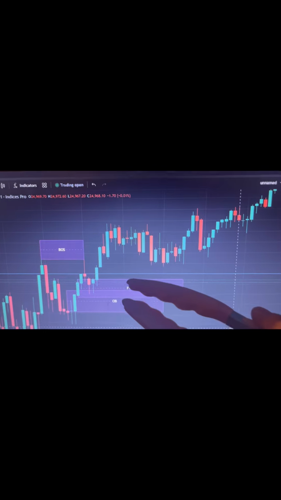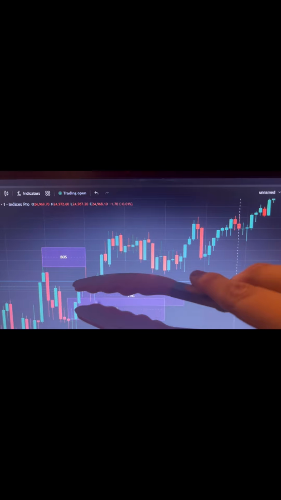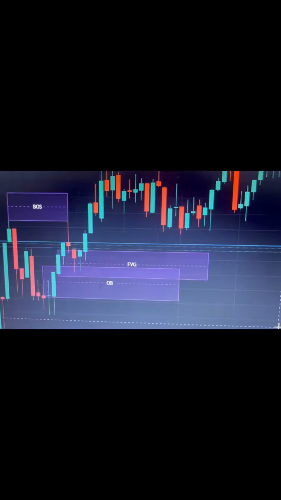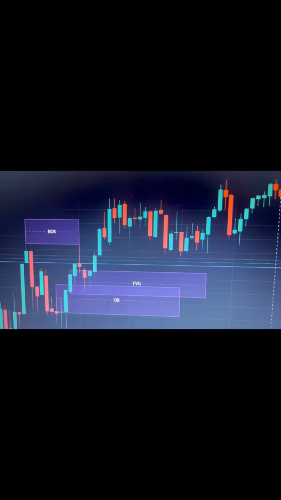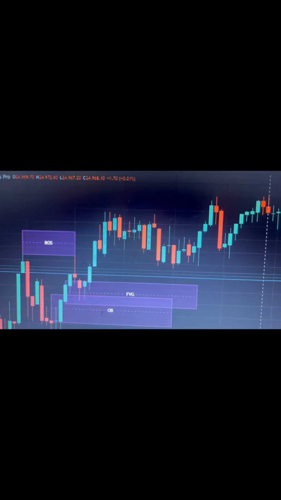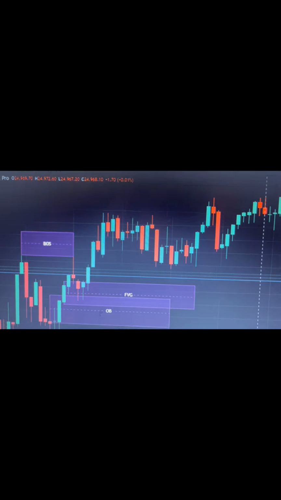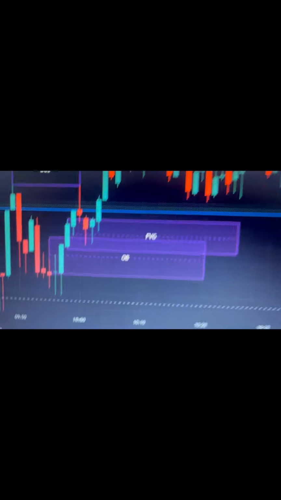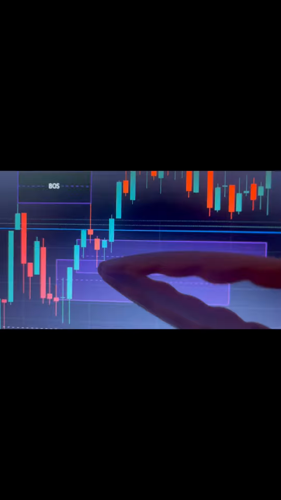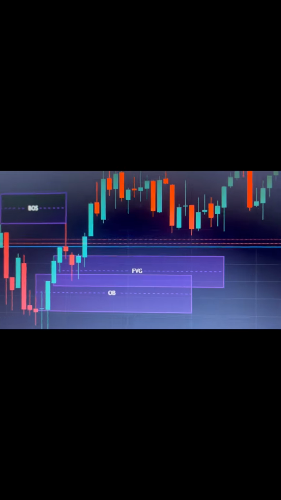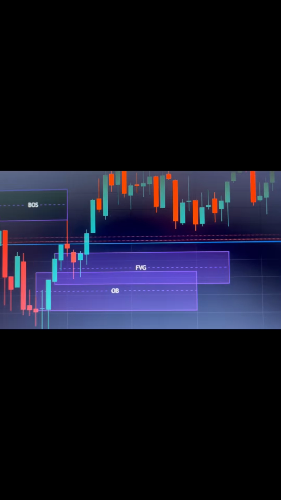Sign number 2, fair value gaps. As you can see, marked right here, right just above this order block. FVG for short. A fair value gap is simply a small gap on the chart that forms when price moves too quickly, normally skipping sell or buy candles. Like you can see here, all the candles are green that are marked by our fair value blocks. That's where price moved too fast. Meaning, right here, this is a fair value gap. Meaning it never came back down to hit our sellers. Meaning this is where buyers just came in and just bought.